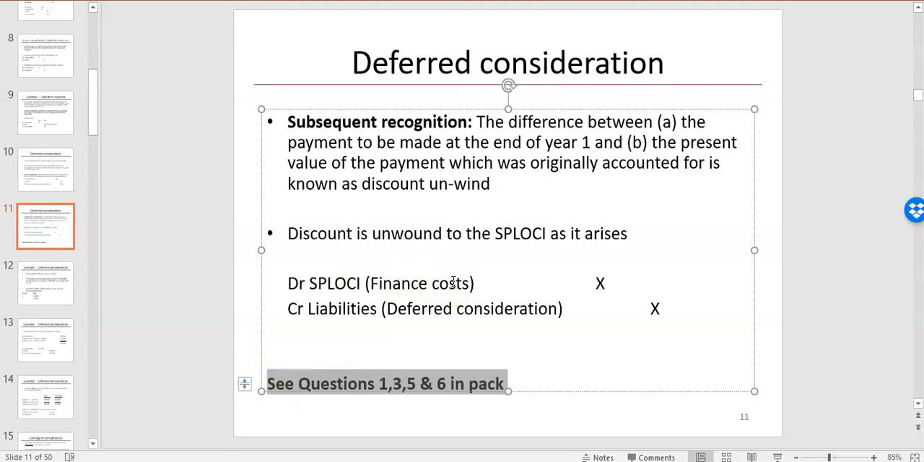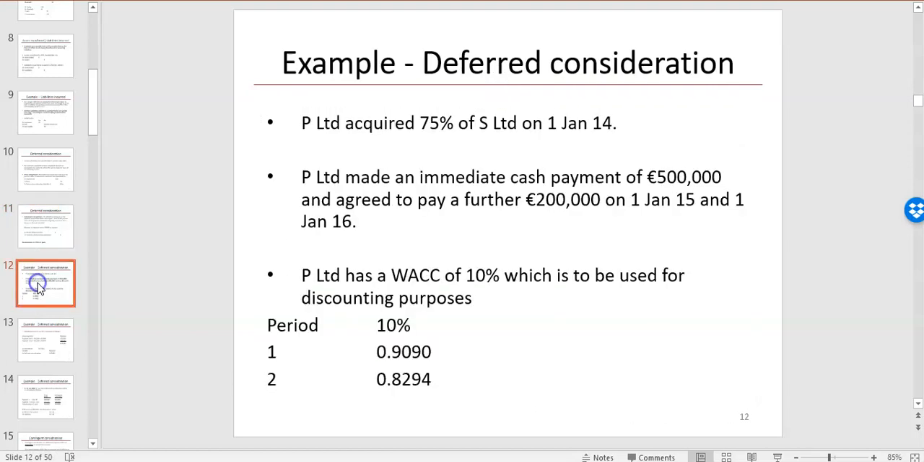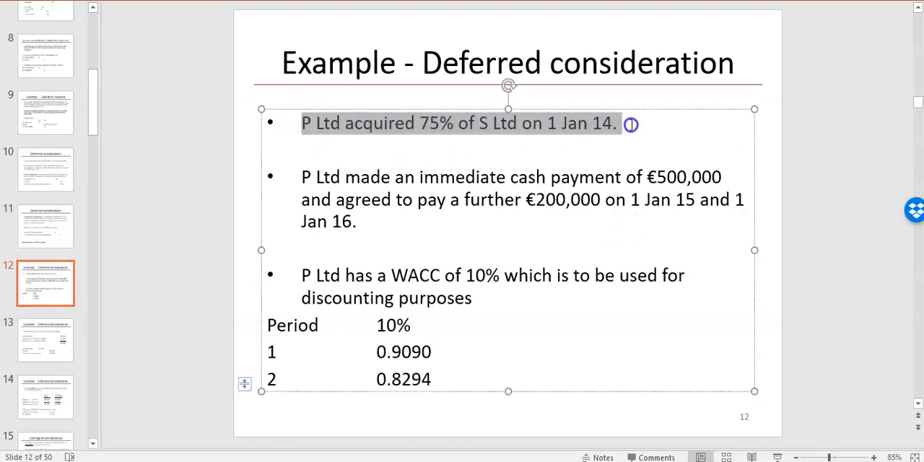Now, I appreciate that's a bit wordy, so we're going to look at a practical example to see how this works, so we understand it. Take this example, where P Limited, the parent, acquired 3/4 of a subsidiary on the 1st of January 2014. They made an immediate cash payment of 500 grand. That's easy enough: debit investment, credit bank.